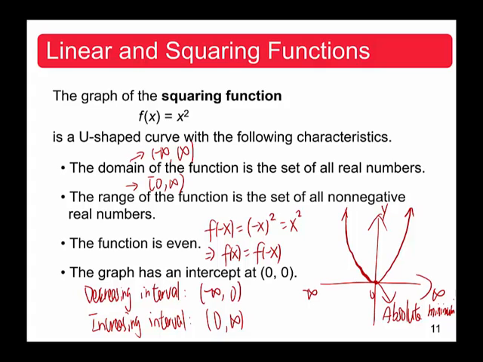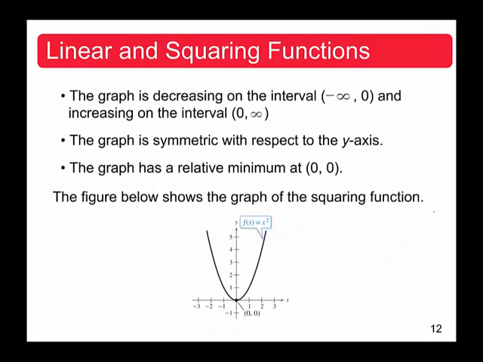Decreasing all the way to the bottom of the valley, and then it starts to pick up from there. Decreasing on negative infinity to 0, increasing on 0 to infinity, symmetrical with respect to the y-axis. Here is a better graph. The graph has a relative minimum, which is also the absolute minimum here at 0, 0. And here below shows the graph of the square function. Very beautiful, smooth graph.